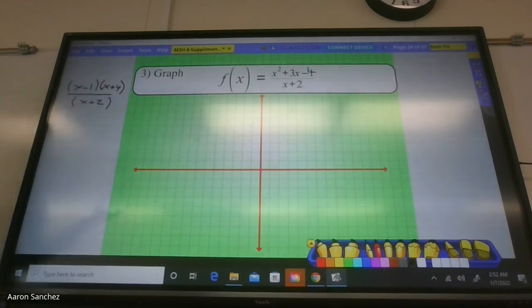Okay, so let's do our zeros. You guys do our zeros. We do 30 seconds. Find the zeros and the asymptotes. What can x equal? What can x not equal? 30 seconds. Zeros. It's plenty of time.